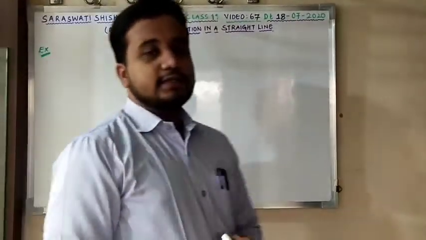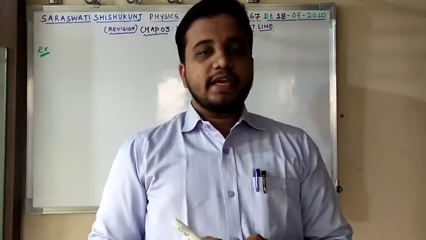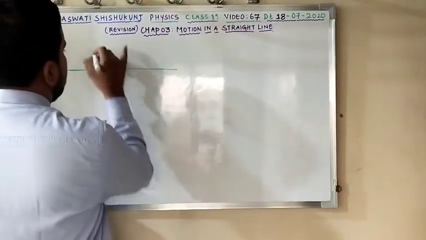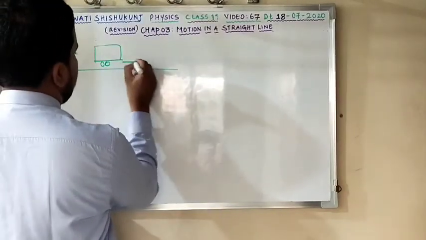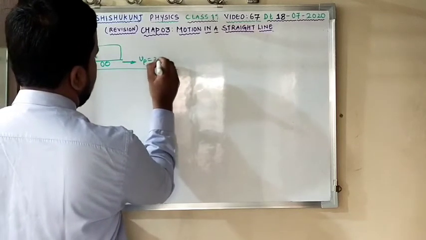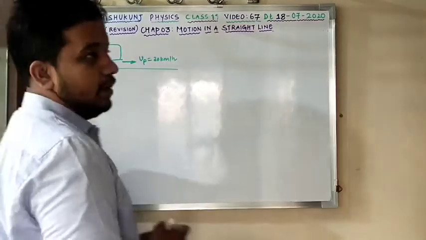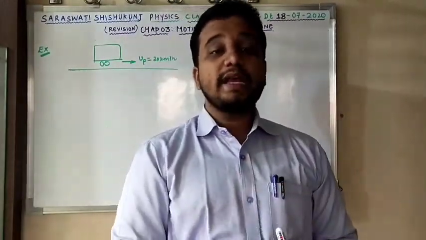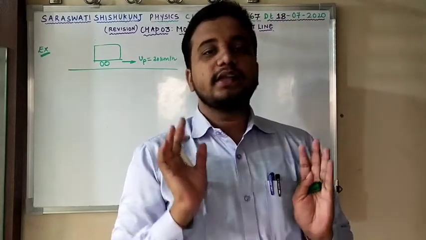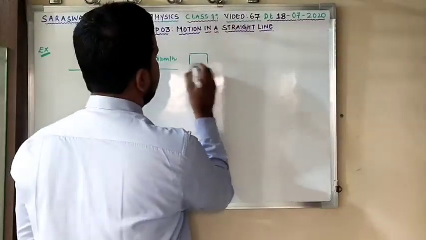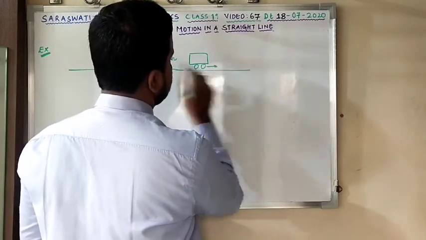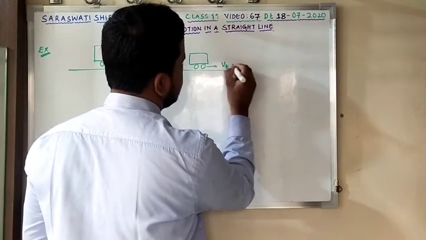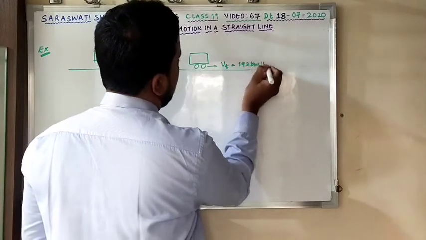An example we are going to discuss in which they have said that a police van is moving on a straight highway with a speed of 30 km per hour. So they are saying that the thief's car is moving ahead of this policeman with a speed of 192 km per hour in the same direction. So here there is the thief's car moving in the same direction, heading ahead. That is the thief's car, that is VT, moving with a speed of 192 km per hour.